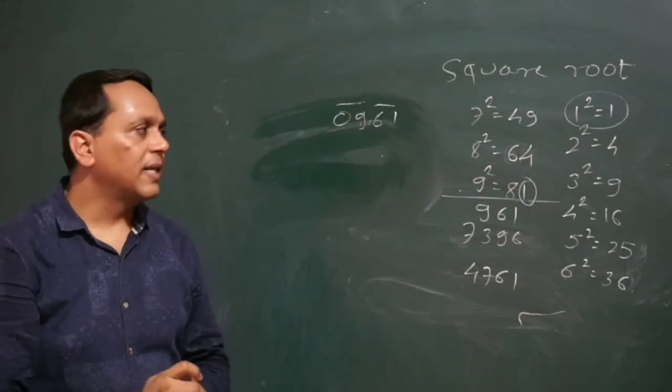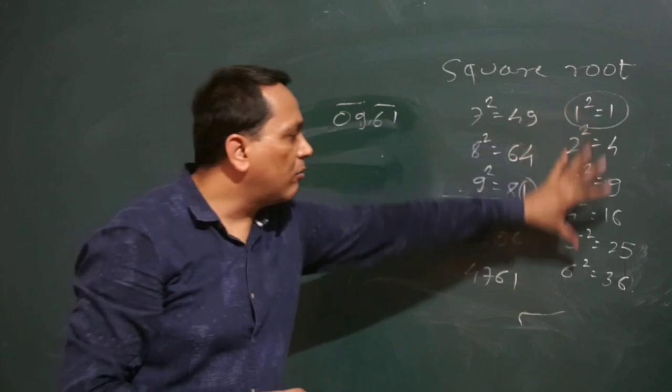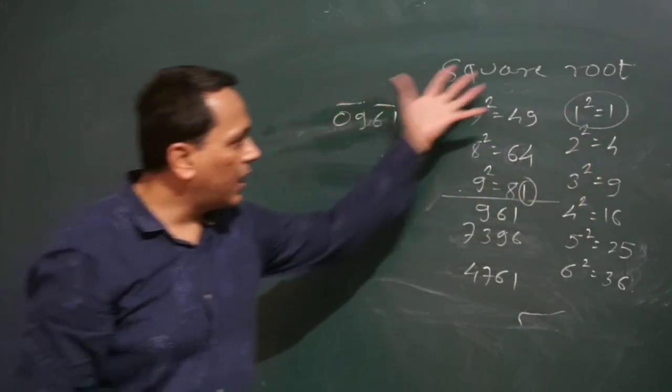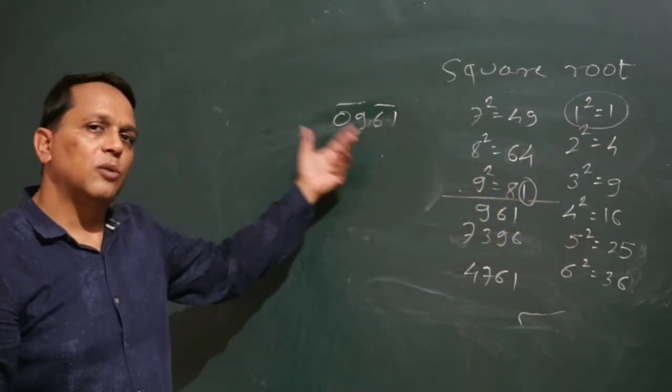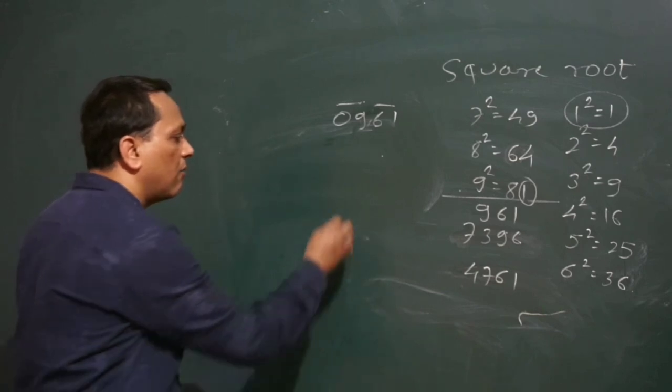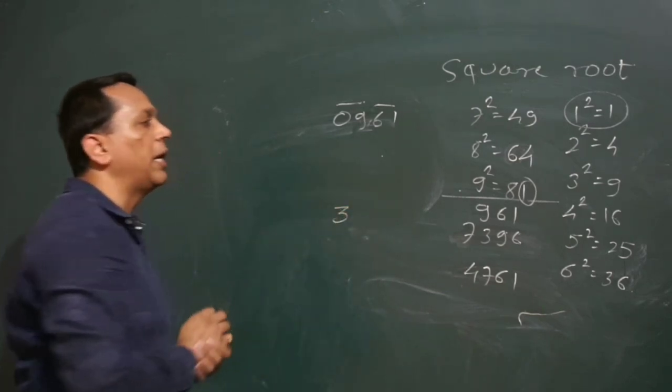Now what we do is, we find whether there is a number whose square is the first group. The first group is 9. Is there any number whose square is 9? So there is a number 3 whose square is 9. So in the answer, our tens digit is going to be 3.